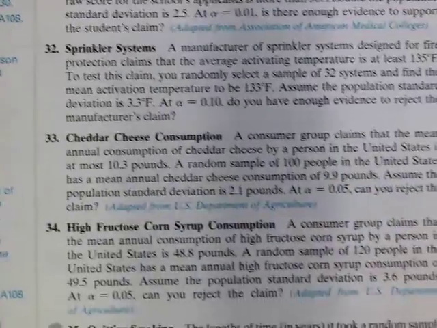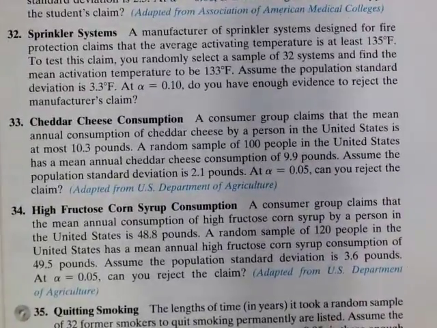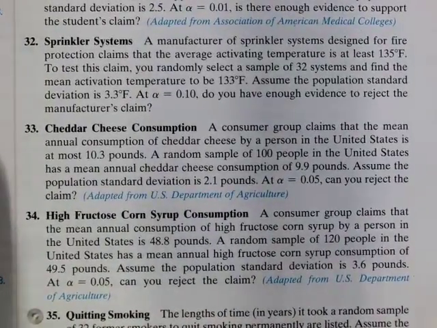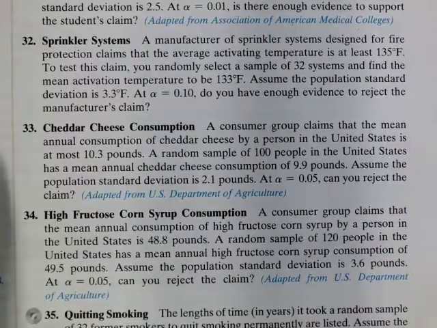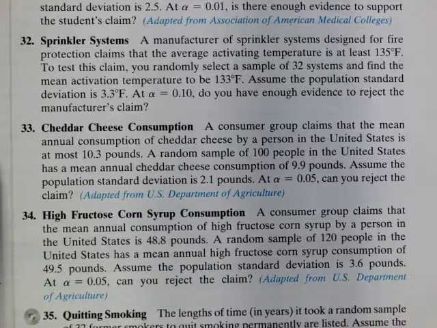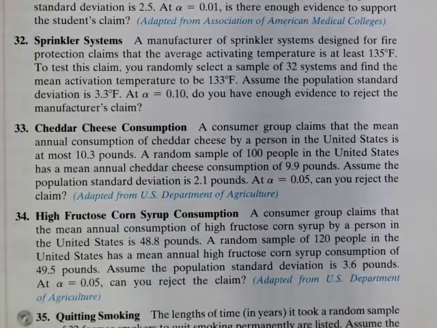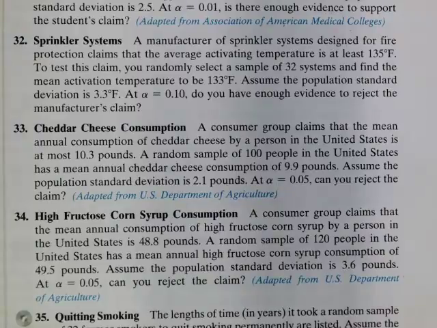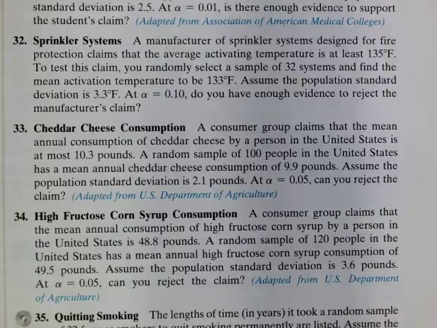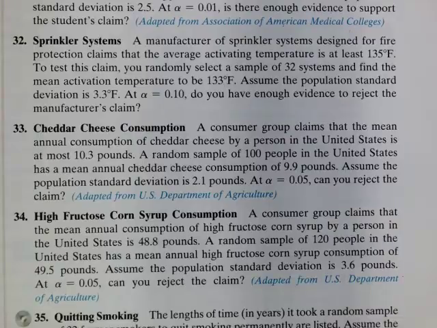All right, so the one I want to do is number 33, cheddar cheese consumption. Let's go ahead and read the problem and first write the claim as a mathematical statement. A consumer group claims that the mean annual consumption of cheddar cheese by a person in the United States is at most 10.3 pounds. A random sample of 100 people in the United States has a mean annual cheddar cheese consumption of 9.9 pounds. Assume the population standard deviation is 2.1. So at alpha equal 0.05, can you reject the claim?